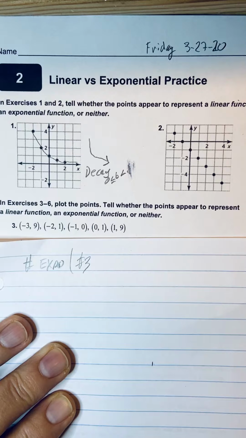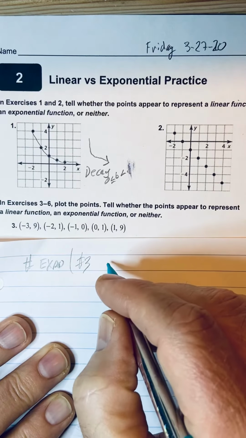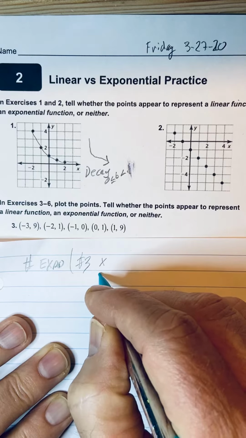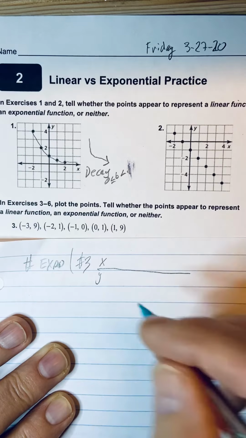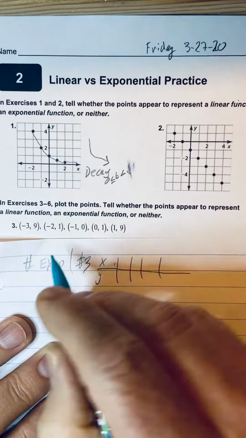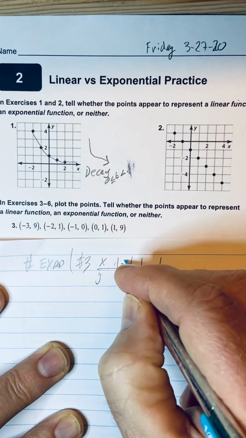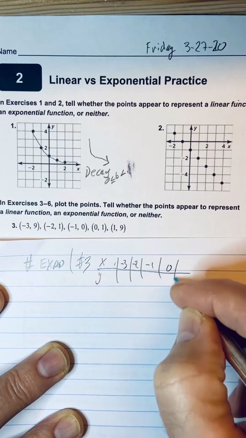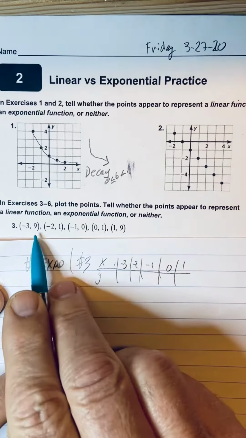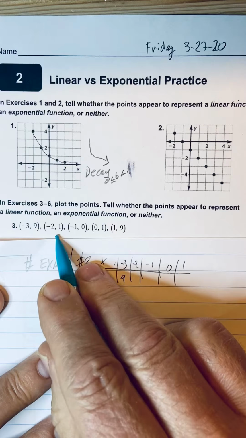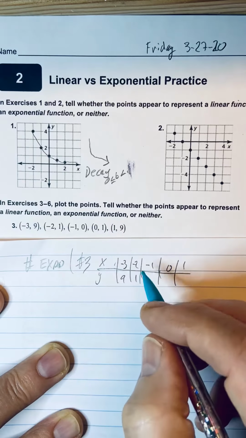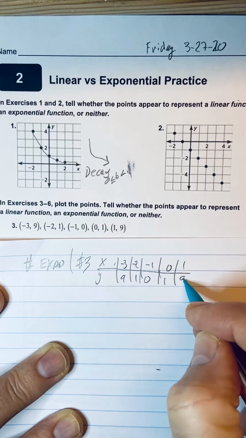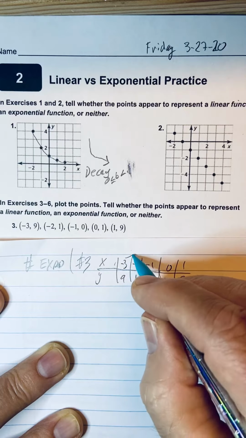All right, so tell whether the points appear to represent a linear function, an exponential function, or neither. So remember, we have to compare the x's and y's. If we simply compare the x's and the y's in that format, we can quickly see all the x values are -3, -2, -1, 0, and 1. And all the y values are 9, 1, 0, 1, and 9.